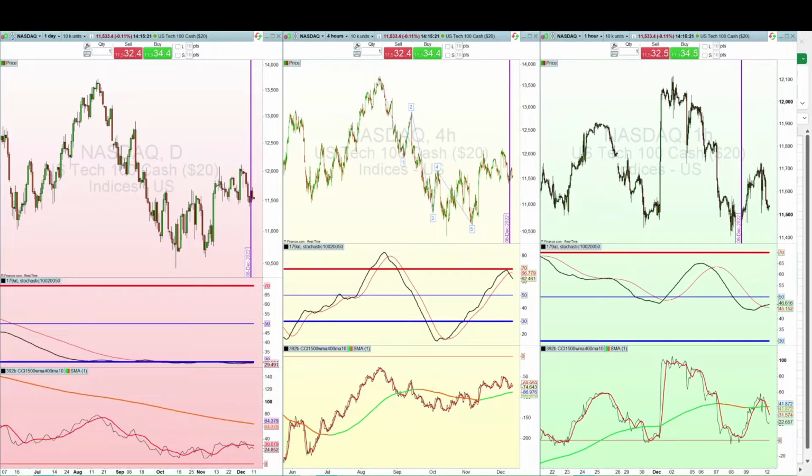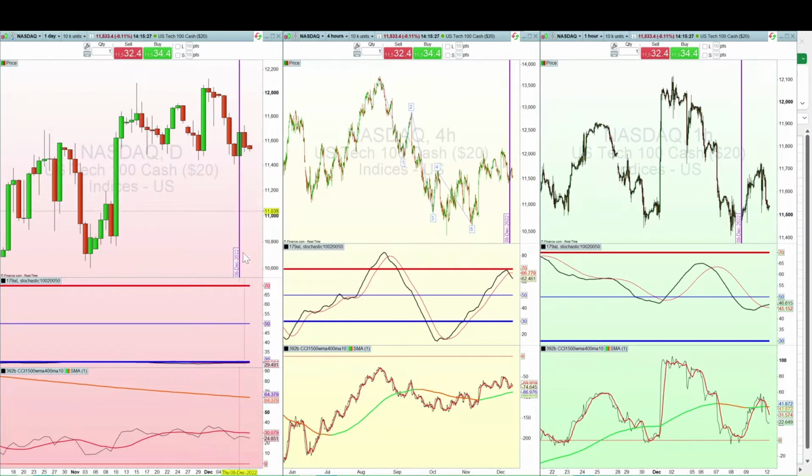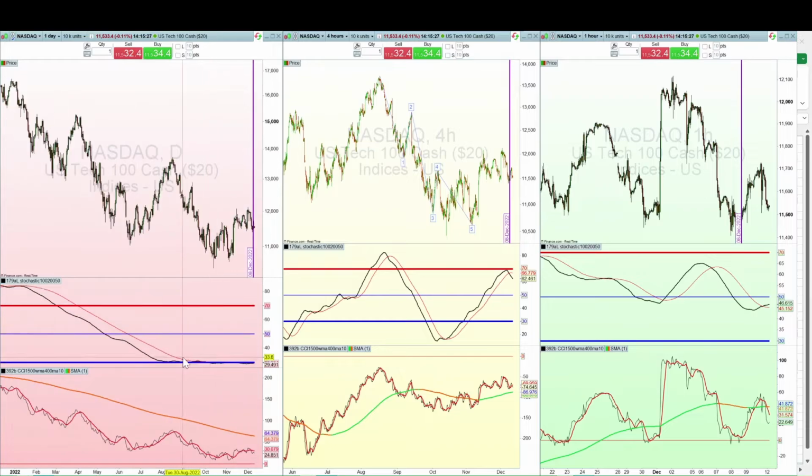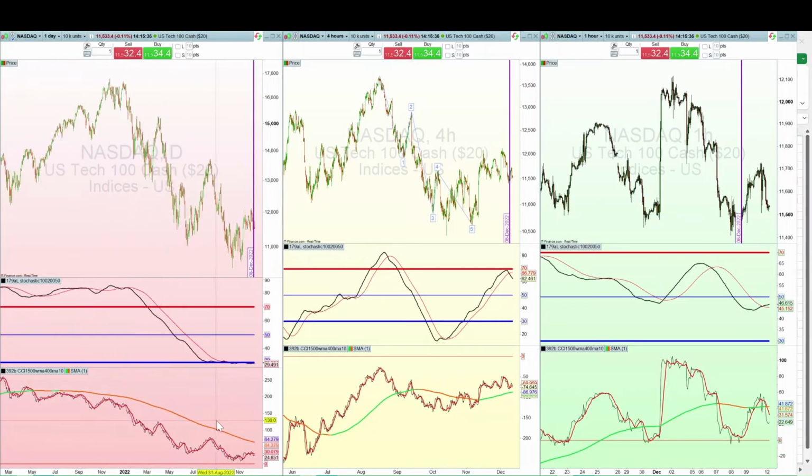Today is December 12, 2022. This is the NASDAQ price update. As you can see here on the daily chart, since our last update a few days ago, the prices continue to be in this oversold area. According to the Stochastic 100-200, the CCI 1500 is still in a downtrend.